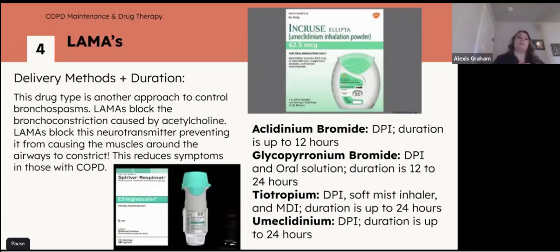This type of drug is another approach to control bronchospasms. LAMAs block the bronchoconstriction caused by acetylcholine. These block the neurotransmitter, preventing it from causing the muscles around the airway to constrict, and this reduces symptoms in those with COPD. So essentially, it's blocking those acetylcholine neurotransmitters and preventing them from causing constriction, thus causing an exacerbation.